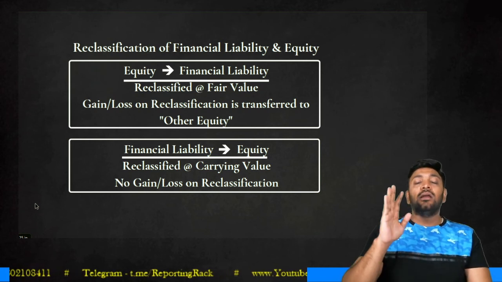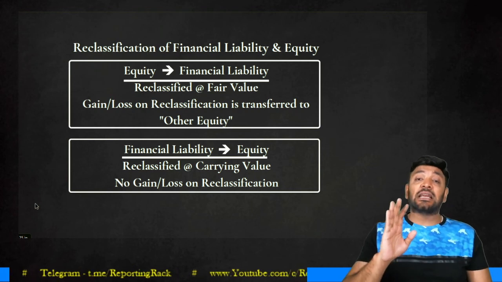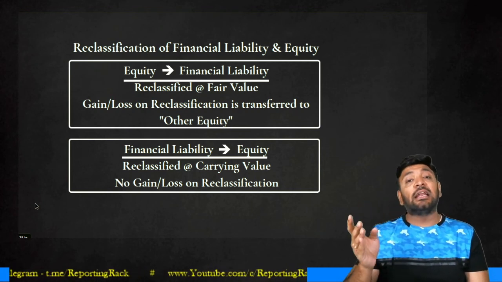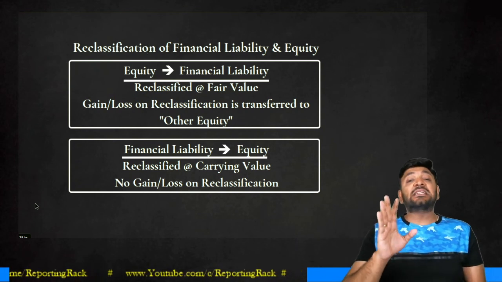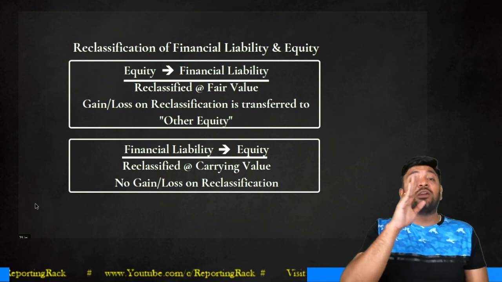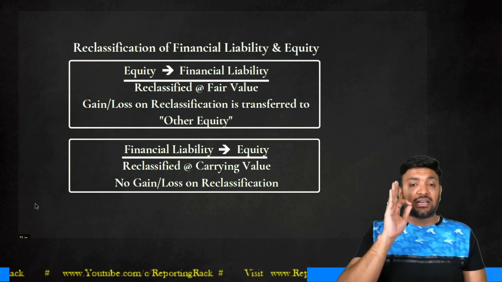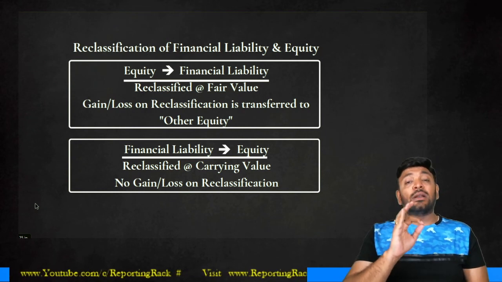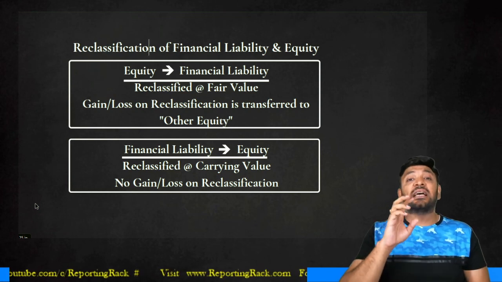Initially, it was an equity instrument. That means it is a compulsorily convertible preference share. But now the shareholders and the company have agreed to redeem the preference share after a fixed maturity date. In such cases, it gets reclassified from an equity instrument to a financial liability. Whenever such reclassification occurs, I will have to reclassify the equity into financial liability at fair value. So the measurement has changed.